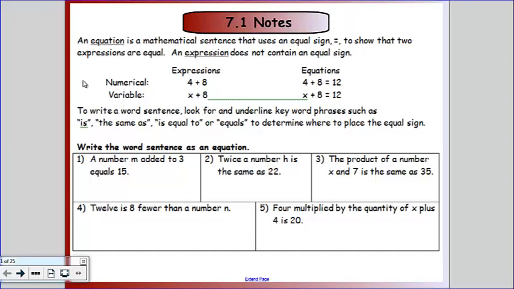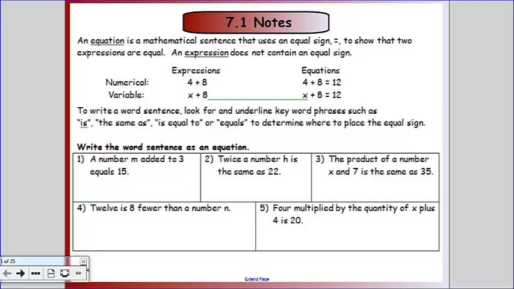We have a bit of a chapter here on algebra, so we're going to start off with some vocabulary. An equation is a mathematical sentence that uses an equal sign to show that two expressions are equal. An expression does not contain an equal sign. So we've seen a lot of expressions earlier this year. We actually had a whole chapter 3 about it. An expression does not have an equals.